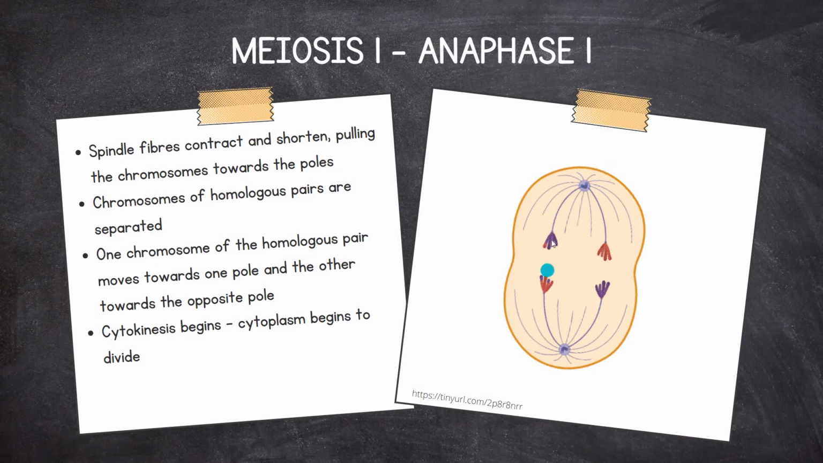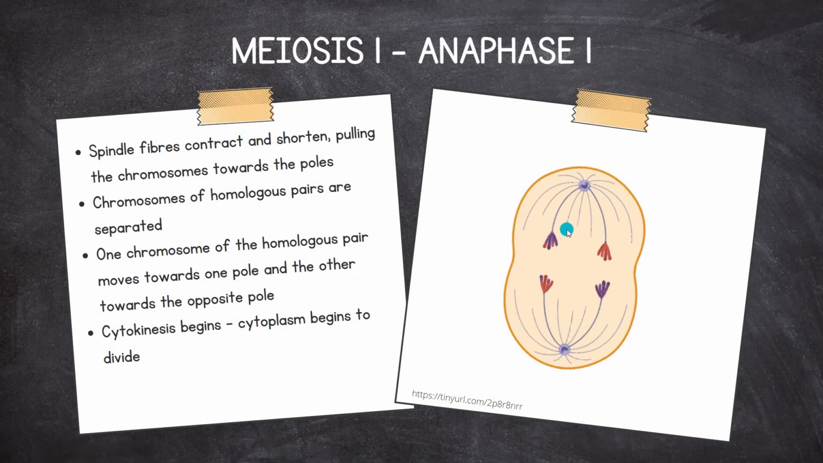So these two were homologous pairs and those two were homologous pairs, but they are now pulled away from each other. So they are separated. And one chromosome of the homologous pair moves towards the one pole and the other towards the other pole. So they are split up between the 2 poles. Okay, the homologous pair.